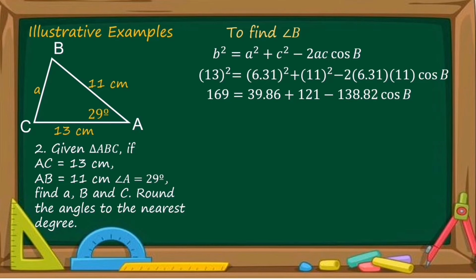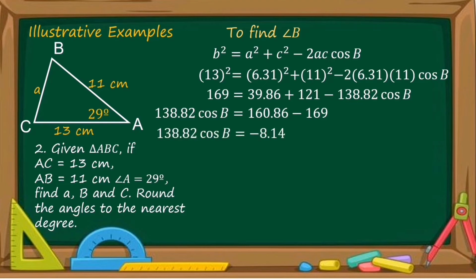So our equation now is 169 is equal to 39.86 plus 121 minus 138.82 cosine B. By addition property of equality, our equation now is 138.82 cosine B is equal to 160.86 minus 169. 160.86 is the sum of 39.86 and 121. Then, let us find the difference of the right side of the equation. It is now 138.82 cosine B is equal to negative 8.14.